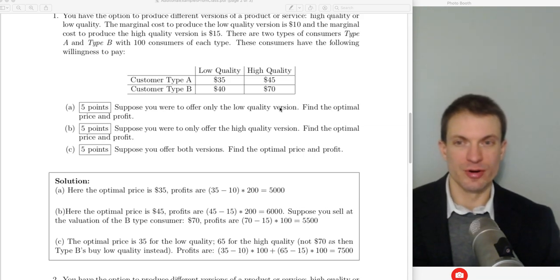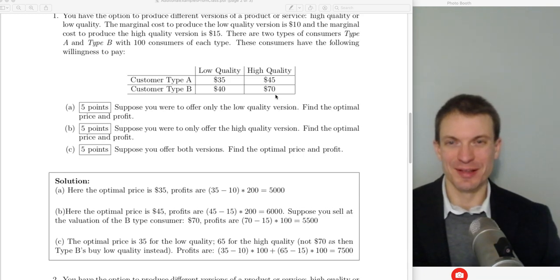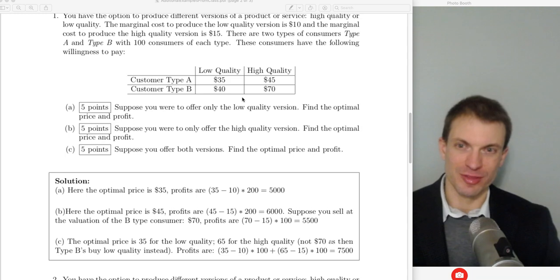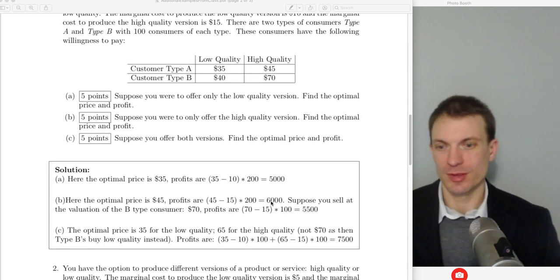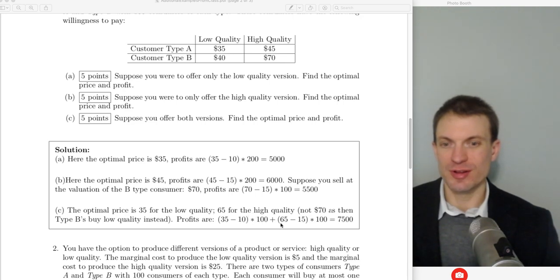So other good, reasonable, acceptable answers would be like $64.99 or $64 maybe. Bad answers would be like selling the high quality version low enough that you'd rather just sell them the low quality version. So, okay. So profits are going to be 35 minus 10 times the 100 that are buying.